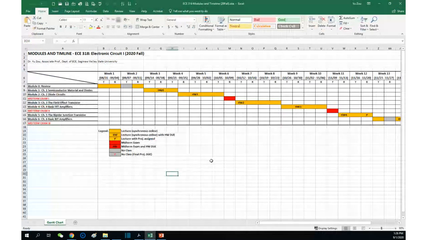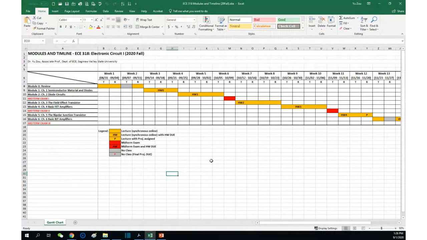Well, here, probably some of you have noticed that I just updated the syllabus and this Gantt chart. I'm sorry for any inconvenience. However, I just updated them hours ago, so please download this up-to-date version. Again, sorry for the inconvenience. If you have downloaded the old ones days ago, please download this new one.